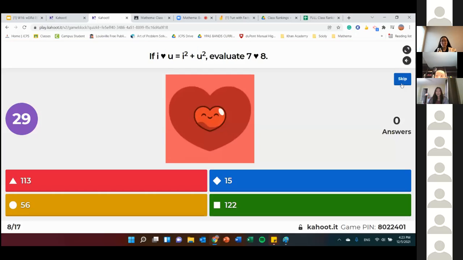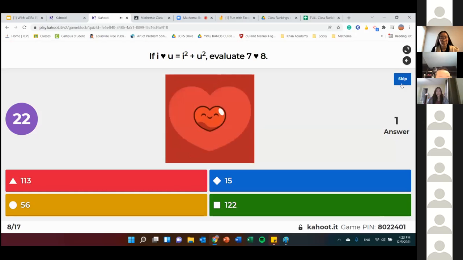So this is from last class, yeah, with the weird symbols and the weird operators. I'm forgetting the name of them.